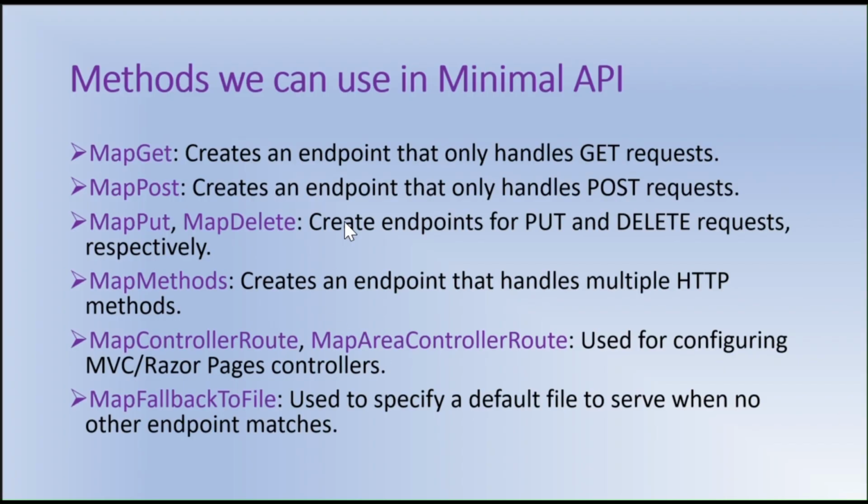Now these are the methods which we will be using in minimal web API. First is MapGet. It is used to create an endpoint that only handles GET requests. Then MapPost creates an endpoint that only handles POST requests. MapPut and MapDelete create endpoints for PUT and DELETE requests respectively. Then the Map method creates an endpoint that handles multiple HTTP methods. Next is MapControllerRoute and MapAreaControllerRoute, used to configure MVC or Razor Pages controllers. And last is MapFallbackToFile, used to specify a default file to serve when no other endpoint matches.